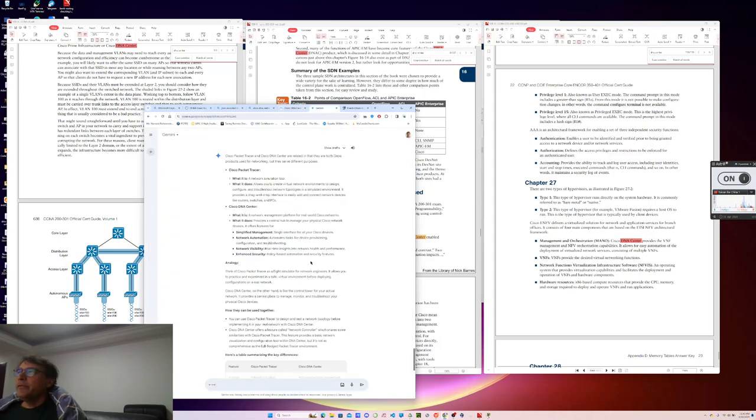And in that sense, what is the difference here? Packet Tracer versus DNA Center. Packet Tracer is a network simulation tool. DNA Center is a network management platform for real world Cisco networks. So this is the real tool, DNA.